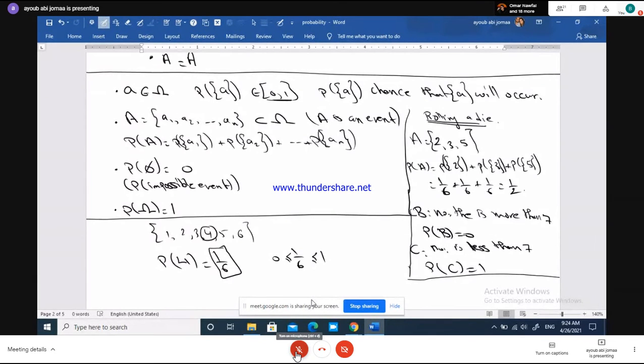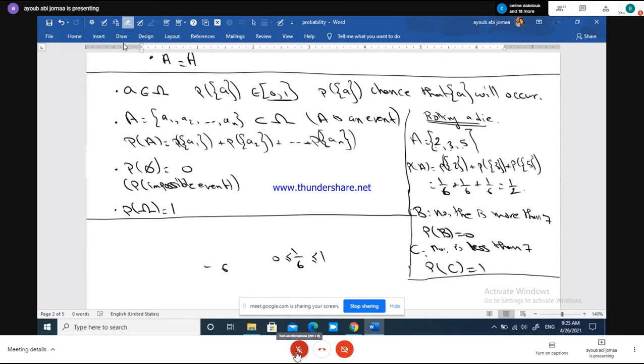If we have an event which is a set of outcomes, the probability of this event will be the sum of the probabilities of the outcomes. Like in this example, event A is 2 3 5. The probability of A is the probability of 2 plus the probability of 3 plus the probability of 5, which is 1/6, 1/6, 1/6. The answer is 1/2. Right? Wiam? Okay, professor. Okay.